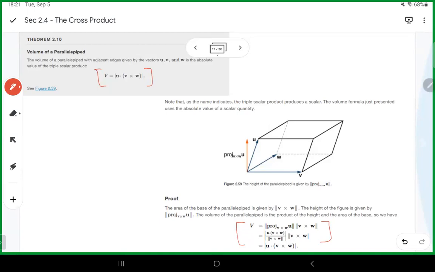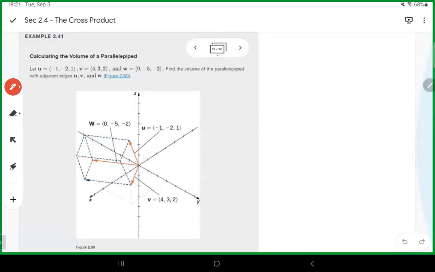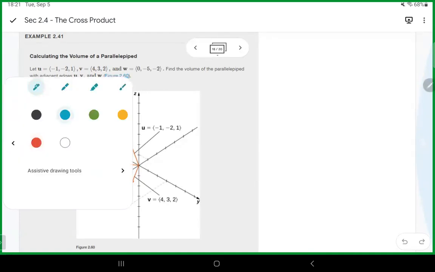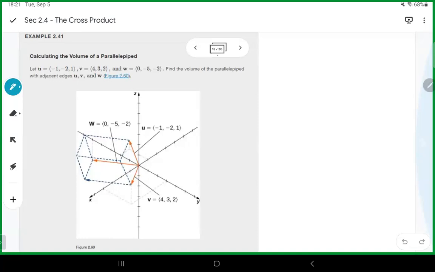Okay. So let's work this example out. We're given U as -1, -2, 1, V as 4, 3, 2, and W as 0, -5, -2. You'll notice that even if I didn't give you the written answers, I gave you all of the drawings, because I would have just totally butchered that. So I thought you guys would want the clean version.